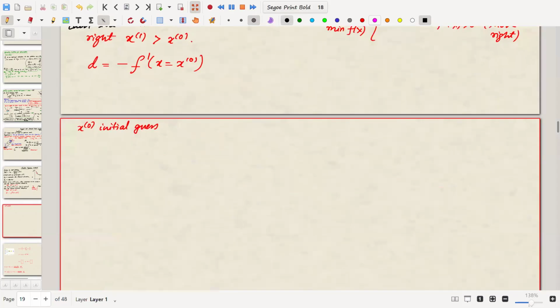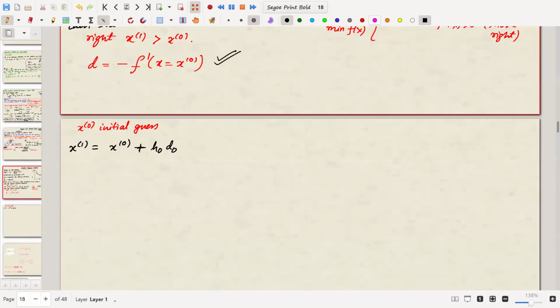What should be our new point, that is x1? x1 should be the initial guess, that is x0, plus where you have to go and how much you have to go. That is captured by h0 times d0. h0 will tell you how much to go, d0 will tell you in which direction. So x1 equals x0 plus h0 d0. Got that idea? Okay, fine. So d0, as I told you, is the descent direction or travel direction. Here d0 is considered to be negative of f prime. Fine. This is the story so far.